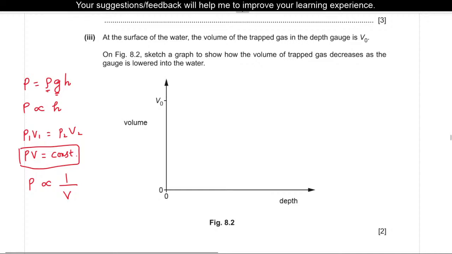So, if we take the left-hand side as similar, the relationship between H and V comes out to be an inverse relationship. So we have to draw a graph of an inverse relationship. We will start from V0, because initially it is V naught, the volume of the trapped gas in the depth gauge, and it goes like this. Now you have to pay attention, this curve should not touch the x-axis.